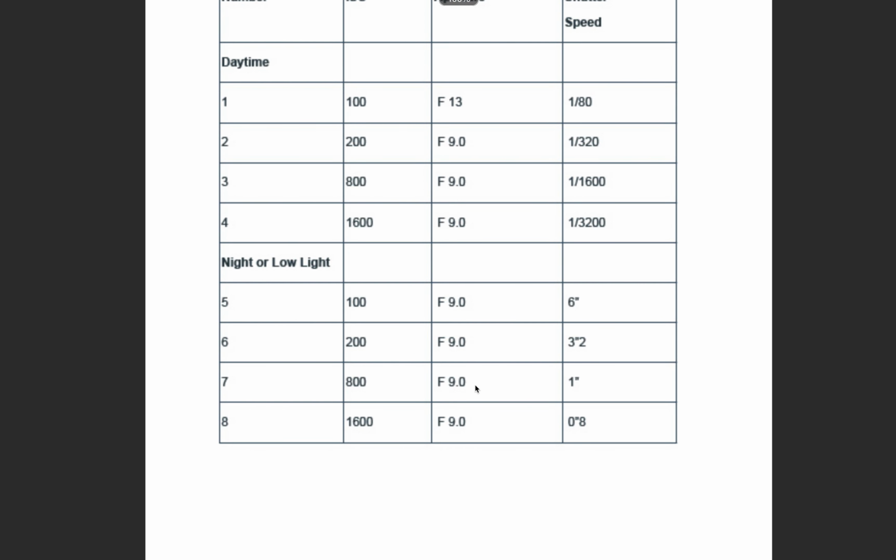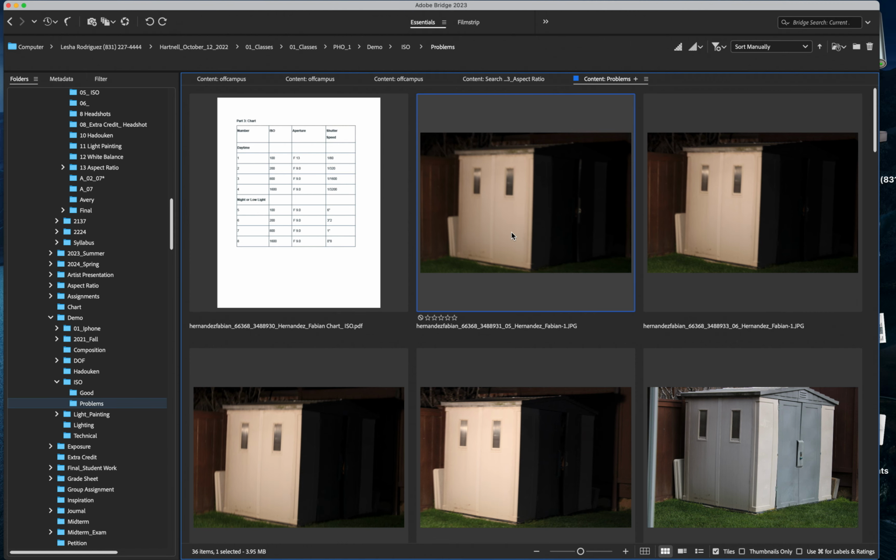I'm looking at the low light or night example, and we're at F9. And look at those exposure times, 6 seconds, 3 seconds. And if you're not in focus, there's going to be a problem. And this image is out of focus. Actually, all the images are out of focus.